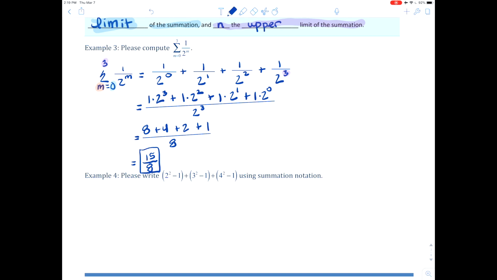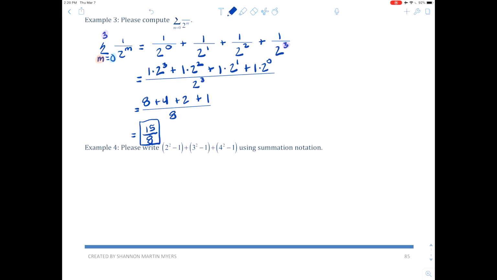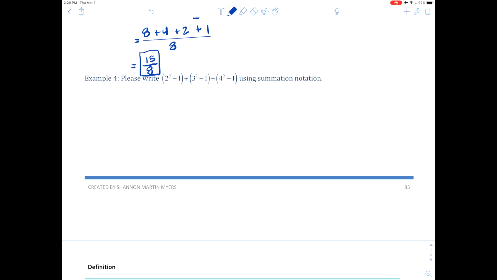So the output of that finite sum is, and actually it's called the nth partial sum if you start it at the very first possible domain value, but that's more of a Calc 2 thing. So 15/8 is this partial sum when we take m from 0 to 3. Cool? Okay, so now we just want to make sure we can go both directions.